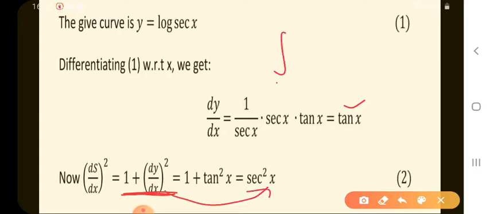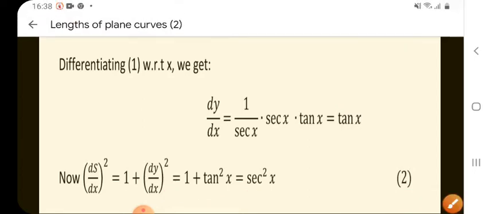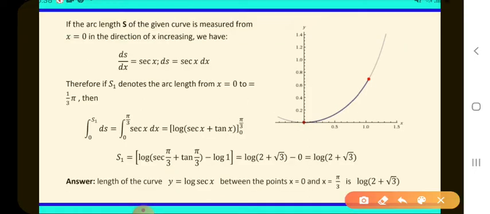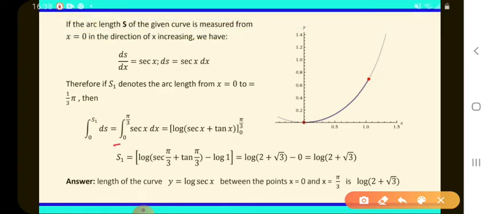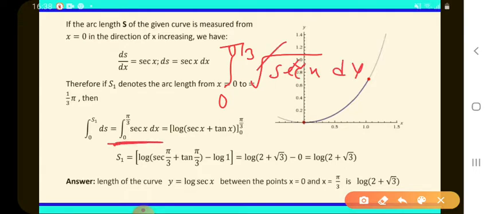Now I integrate from 0 to pi by 3 root of 1 plus dy by dx whole square. What is 1 plus dy by dx whole square here? Secant square x dx. So I write this one. See here, next page. Integral 0 to pi by 3 root secant square x dx. Square root cancelled. So I write integral 0 to pi by 3 secant x dx.